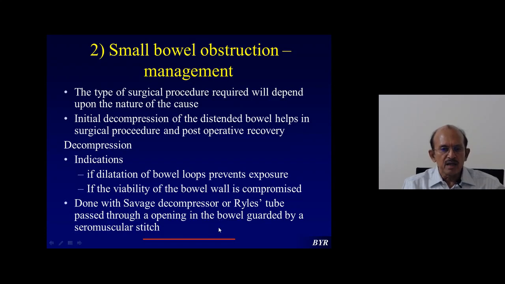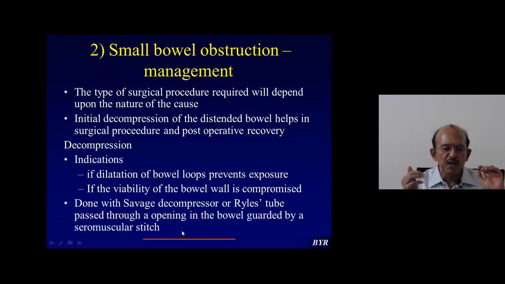Done with a Savage decompressor or Ryle's tube passed through an opening in the bowel guarded by a neuromuscular stitch. The simplest thing is you make a small opening, through it you pass the Ryle's tube and connect the Ryle's tube with a suction apparatus. So you suck out all the fluid and air from the distended bowel loops. Then afterwards take out the Ryle's tube and close the opening you have made with a suture.